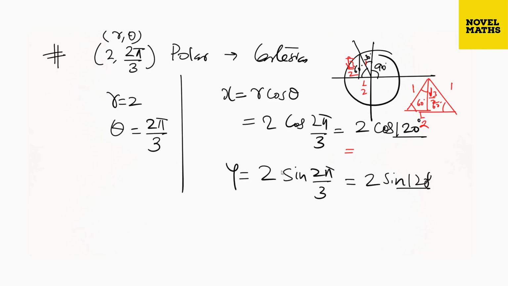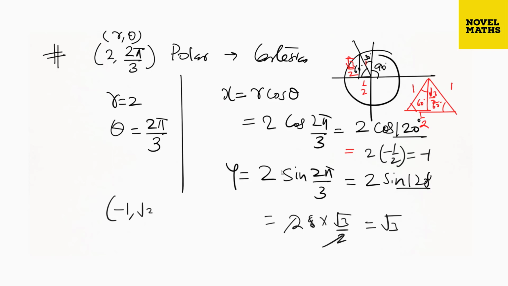So 2 cos 120 is what? The base, right? The base here is 1/2, and it is negative. So 2 times negative 1/2 is -1, and 2 sin 120 is the height. Height is positive, so positive root 3 over 2, times 2, gives root 3. So the answer is -1 and square root of 3. Moving to the next question.